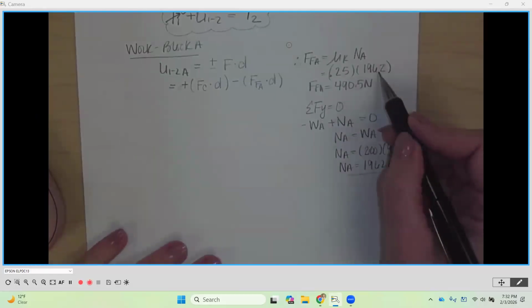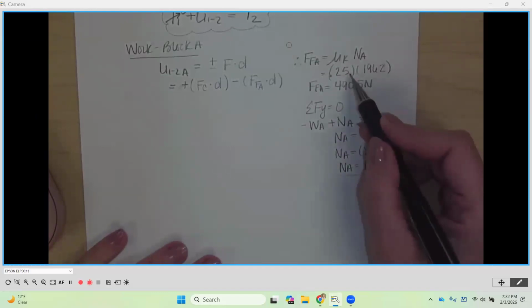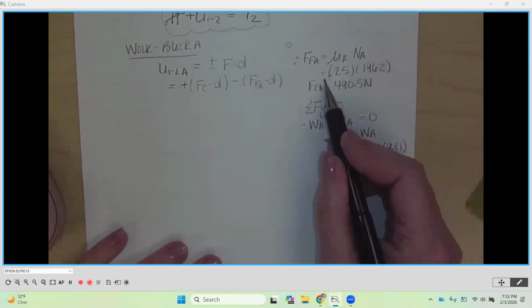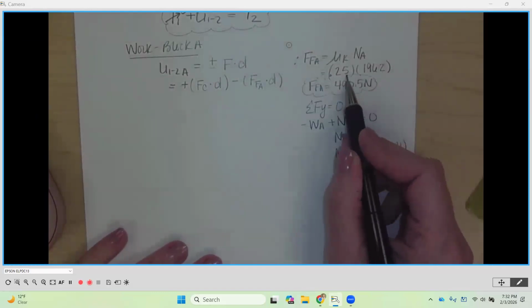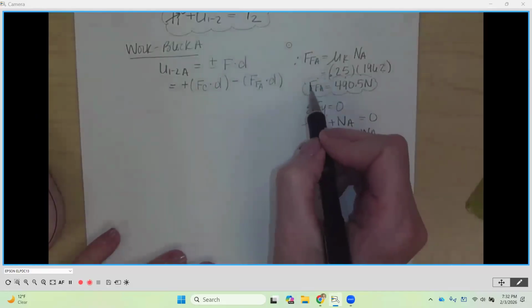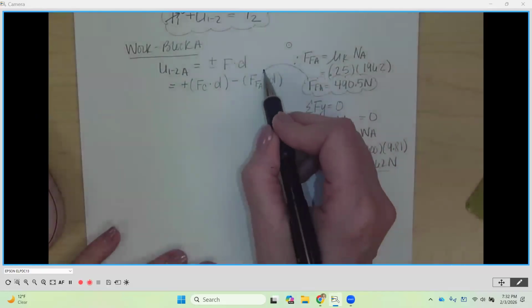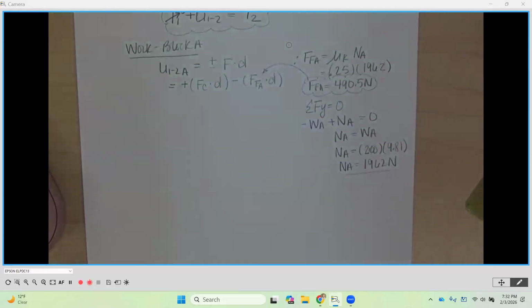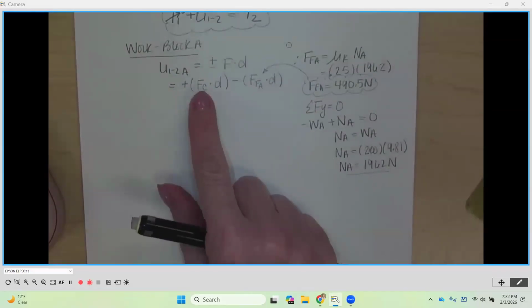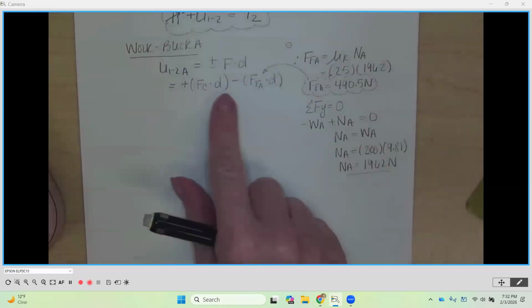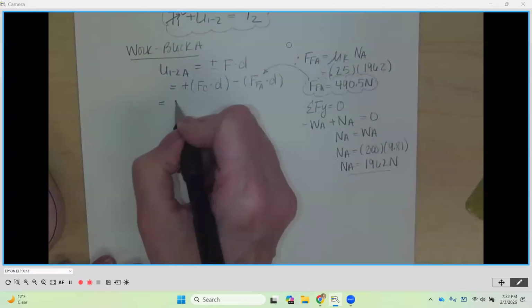All right. So now we'll take that 1962 times 0.25 and you should get your friction force to be 490.5. Is that correct? That's going to go here. We don't know what our force in the cord is, but we do know the distances too, so we can fill this in a little bit further.